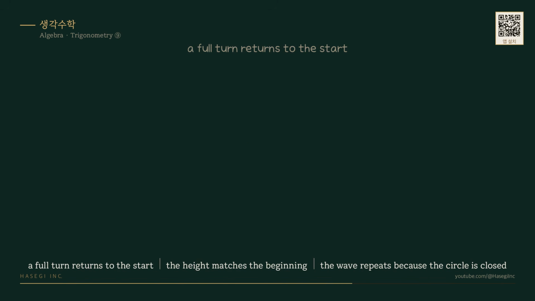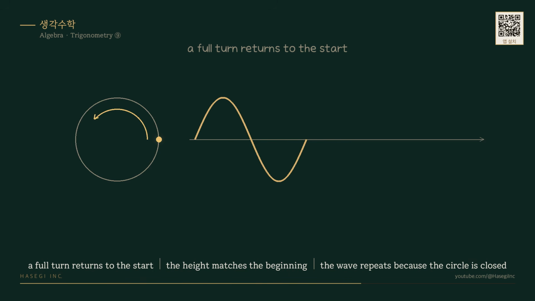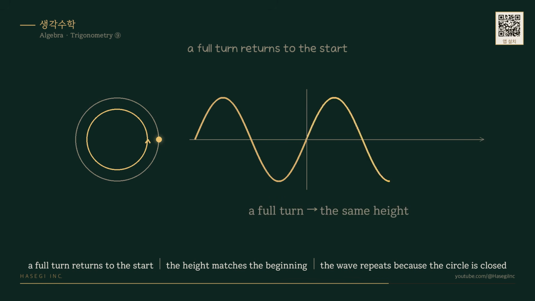What happens after a full turn? The point comes back to where it started. The height is the same as at the beginning, so the graph draws the very same shape again. That is why the wave repeats, because the circle is closed.